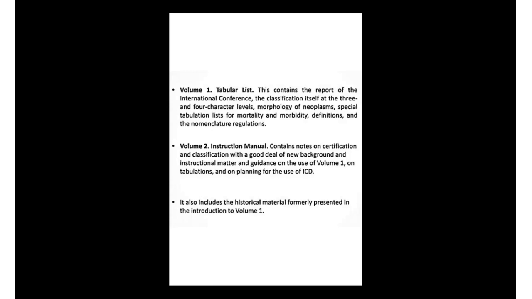Okay. So volume 2 is the instructional manual, which contains notes and certifications of classification with good deals and new background and instructional matter and guidance. So volume 1 को एडिशनल और मोर मॉडिफाइड आप कह सकते हैं, more plain way में use करने के लिए we follow volume 2. Okay. It also includes the historical material formed presently into the introduction to volume 1.